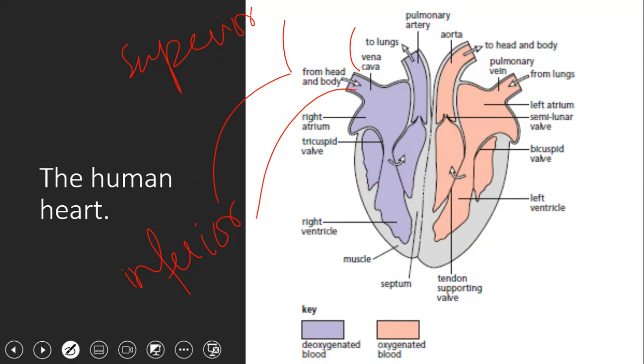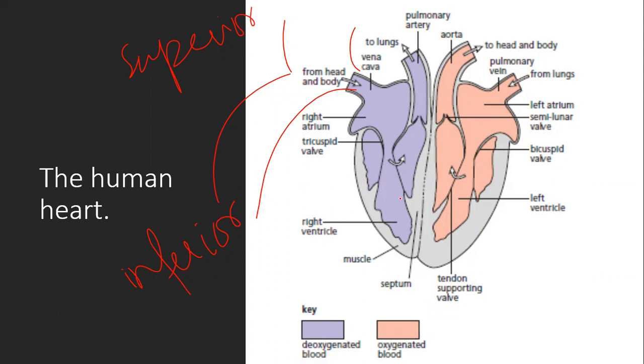Now, once the blood has entered the heart, let's go over our cardiac cycle. It will enter first into the right atrium. After it enters the right atrium, what does the right atrium do? The right atrium will contract and the blood is going to pass on to the right ventricle. That is step number 1.